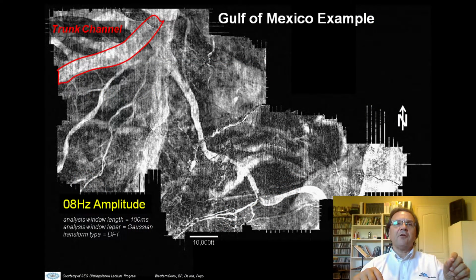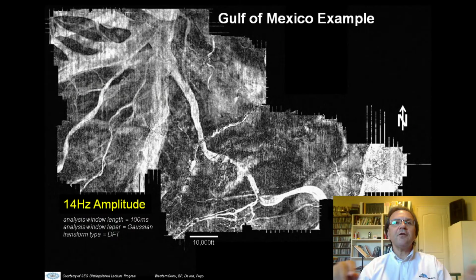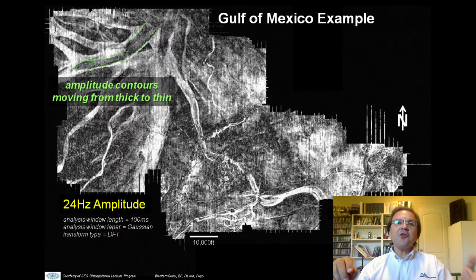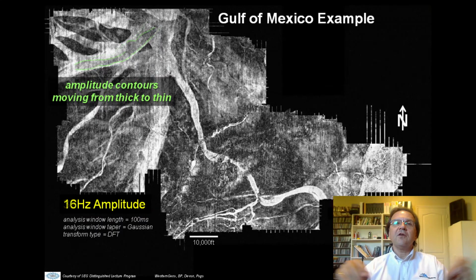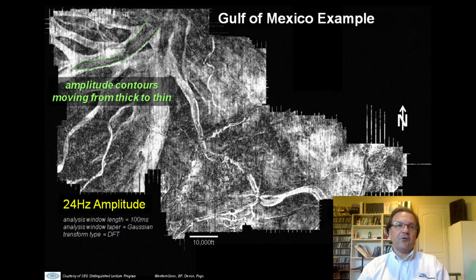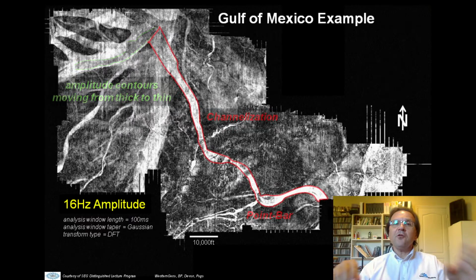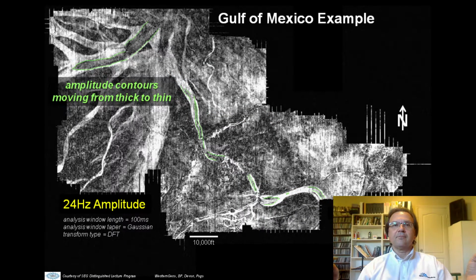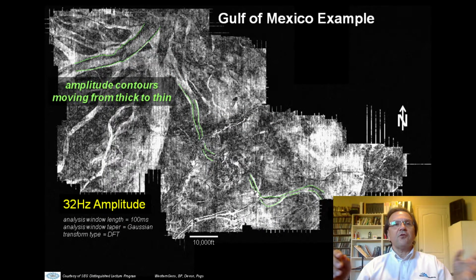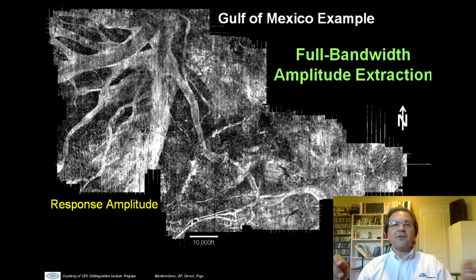The main trunk channel in the upper left appears fairly homogeneous at low frequencies. As you animate from lower to higher frequency, a notch develops in the thickest portions and moves towards the outside edge. A similar movement of contours is seen in other parts of the channelization, and also at the point bar, where once again the notch moves from the thicker center to the thinner outer edges. This thickness information is not available in the full bandwidth extraction.